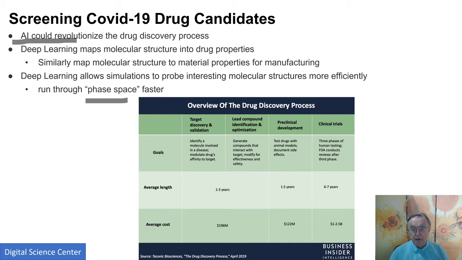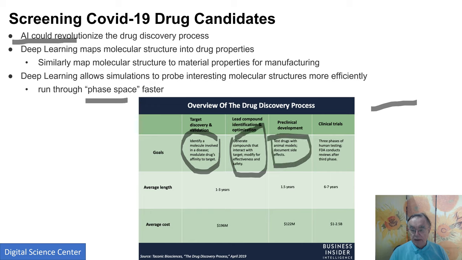So here we have the drug discovery process summarized. The first step is to find a good molecule. Then we need to find the molecule involved with the disease. Then we find something that interacts with that molecule. Then we test it on animals, and then we test it on humans. And you can see this takes a long, long time and costs billions of dollars.